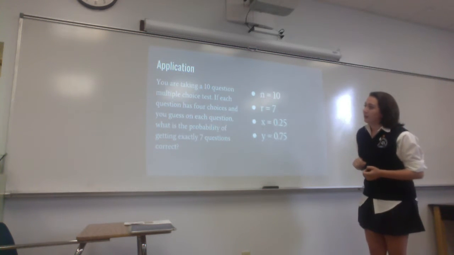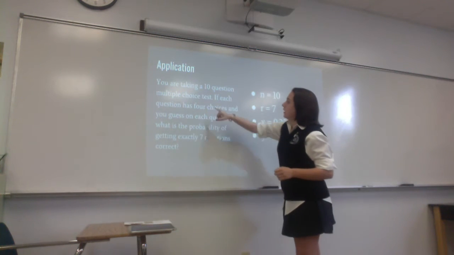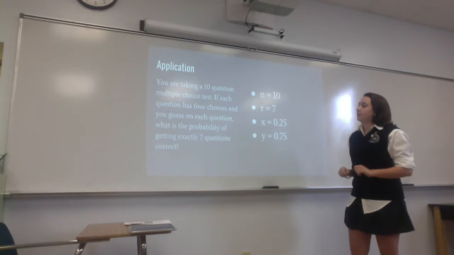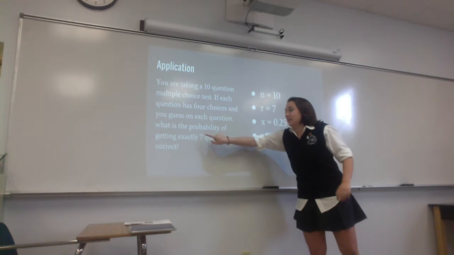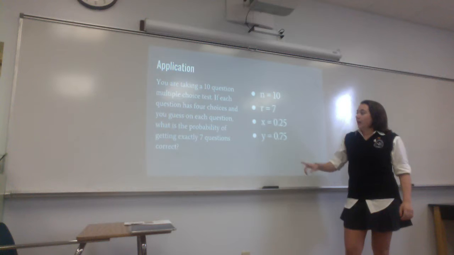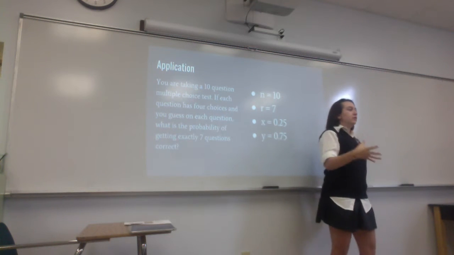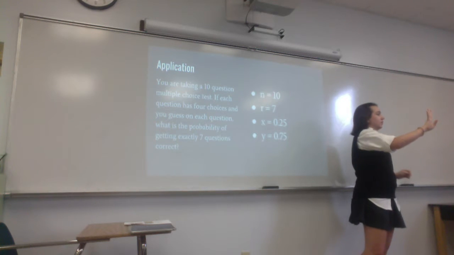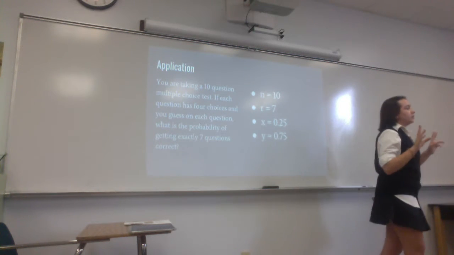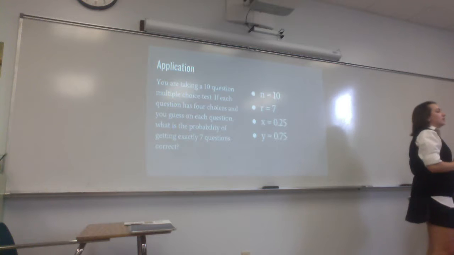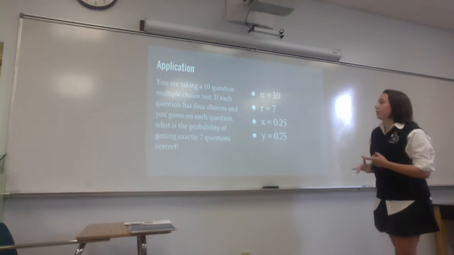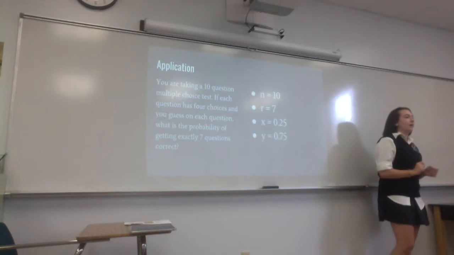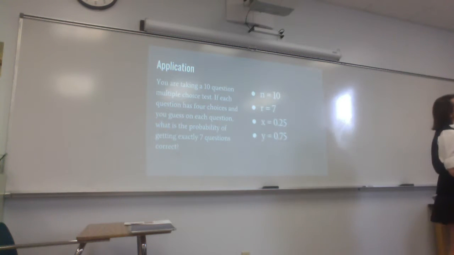n would equal 10, because in this case we are taking a 10 question multiple choice test. R would equal 7, because we want to get exactly 7 questions correct. And x represents the chance of choosing the correct answer. So since we have 4 answer choices, the chance that you would get one correct is 25%, also 0.25. Well, y would be getting one incorrect, which would be 0.75 or 75% of the time you would completely guess.